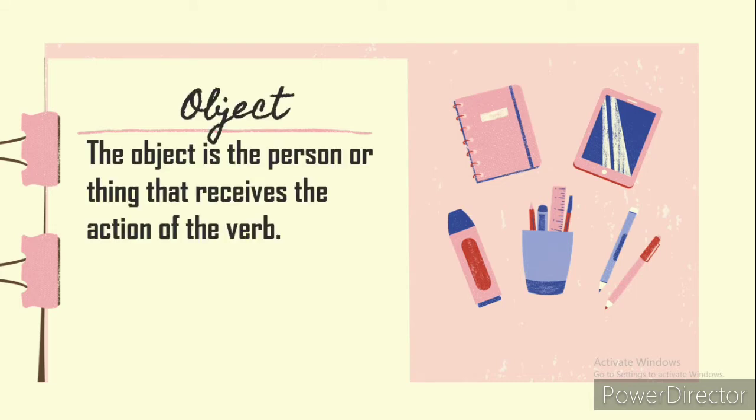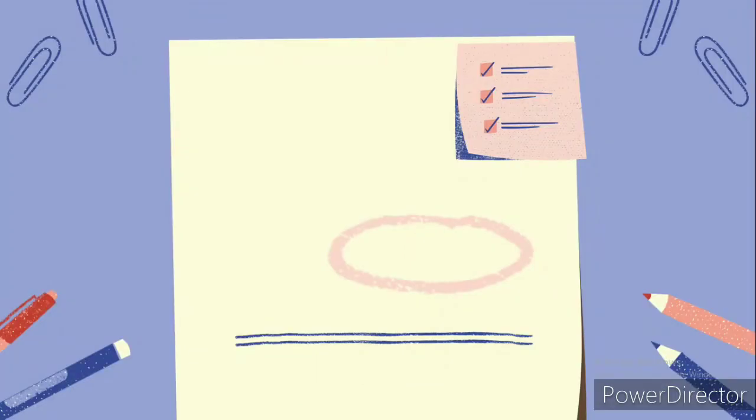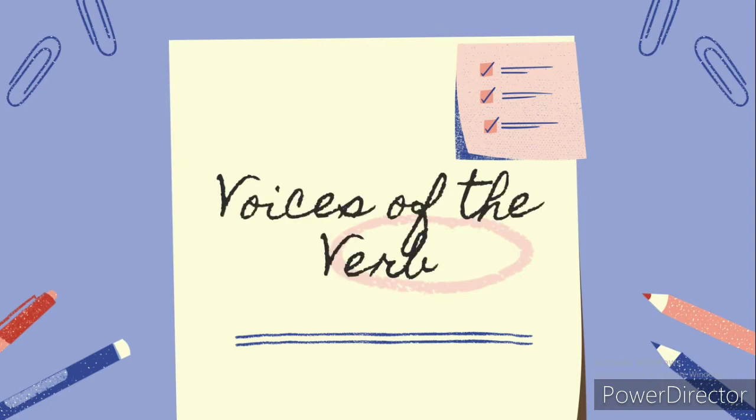Then we have the object. The object is the person or thing that receives the action of the verb. For example, John writes a letter. The word letter is the object in this sentence. Now, I think you are ready for our main topic, voices of the verb. Let us begin.